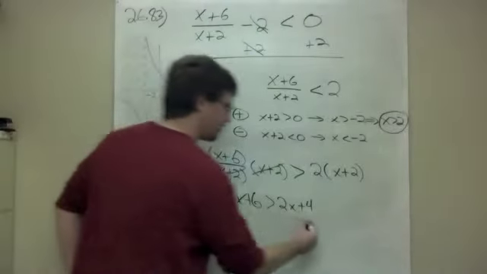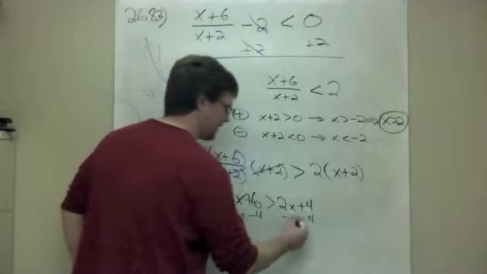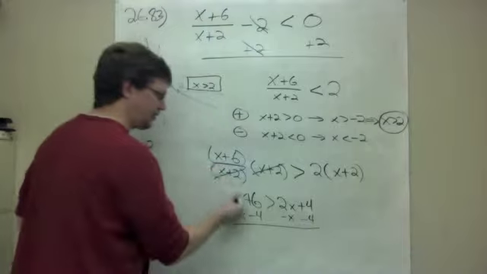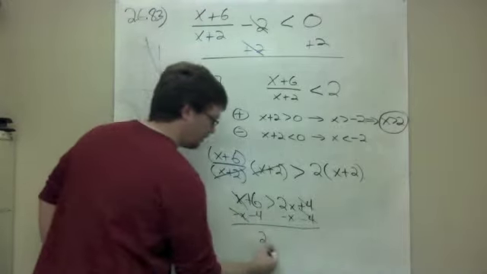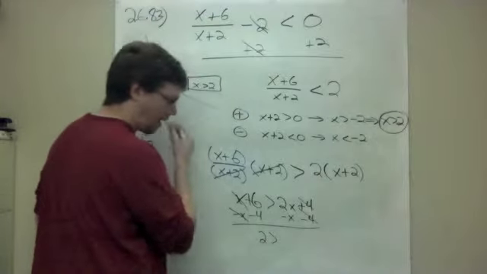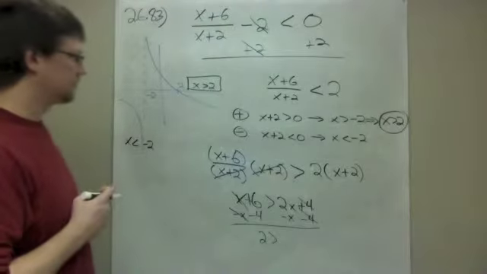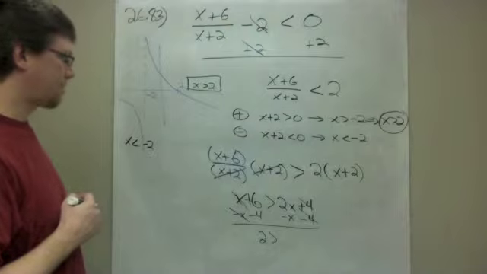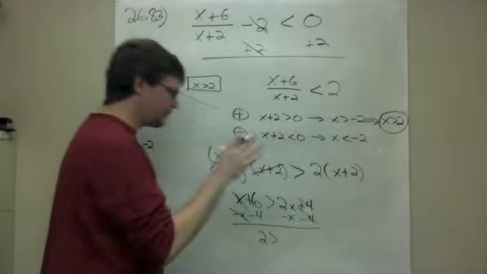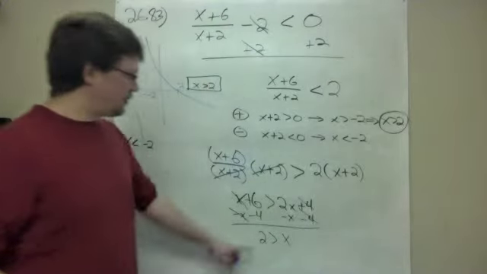And again, I want to do the same algebra. I'm going to subtract 4 from both sides. I'm going to subtract x from both sides again. Remember, addition and subtraction don't do anything to our inequality. 6 minus 4 is 2. Something's wrong. No, we're still good, right? 2 is greater than x, okay? But 2 is greater than x.